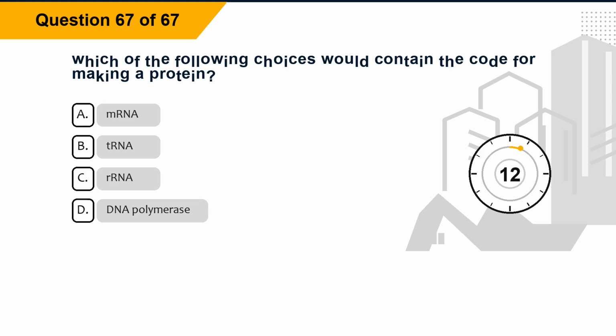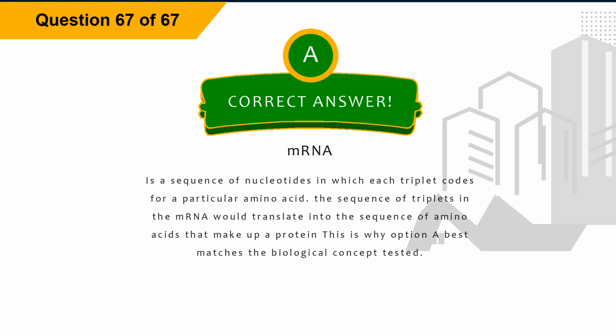Question 67. Which of the following choices would contain the code for making a protein? Option A, mRNA. Option B, tRNA. Option C, rRNA. Option D, DNA polymerase. The correct answer is option A, mRNA. Explanation. mRNA is a sequence of nucleotides in which each triplet codes for a particular amino acid. The sequence of triplets in the mRNA would translate into the sequence of amino acids that make up a protein. This is why option A best matches the biological concept tested.